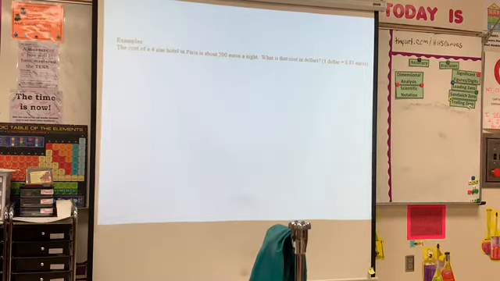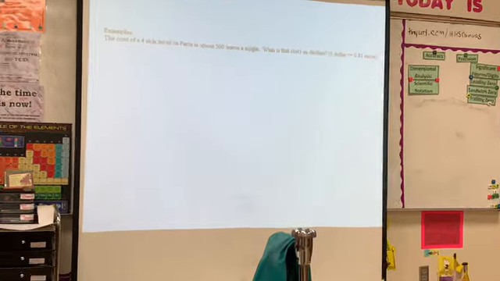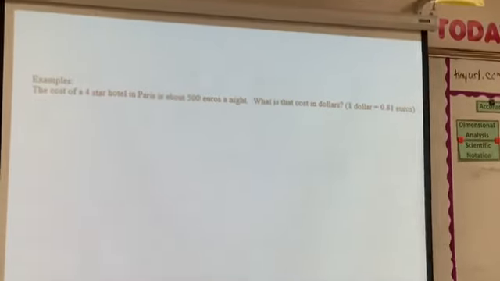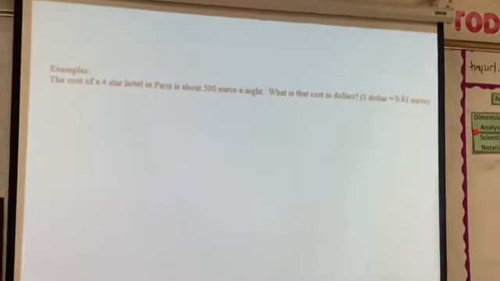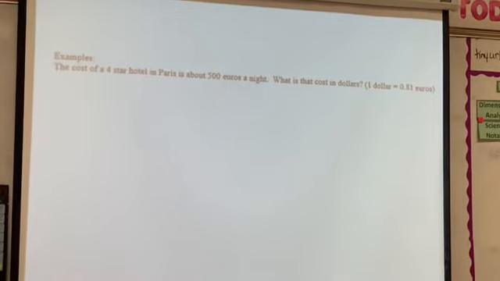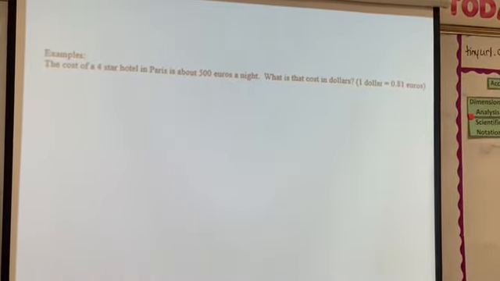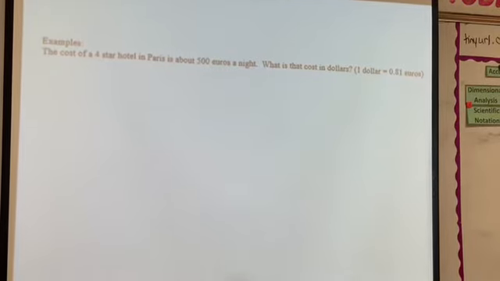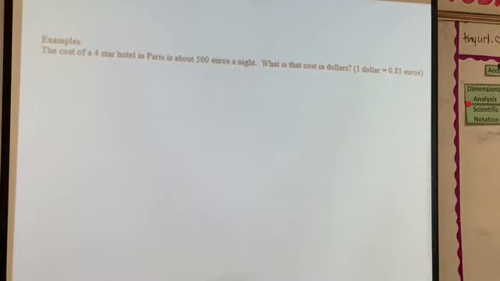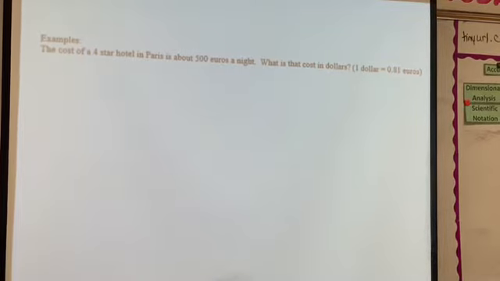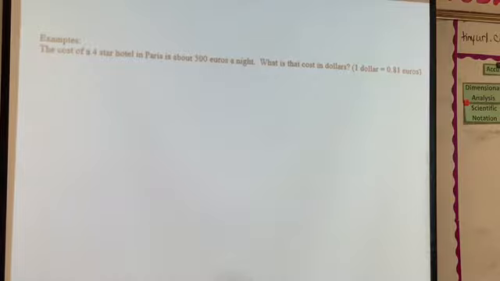All right, so on a separate sheet of paper, I'm going to have you do this example problem, and I'm going to zoom it in as best I can so you can write it down. It says, the cost of a 4-star hotel in Paris is about 500 euros a night. What is the cost in dollars if $1 equals 0.81 euros? So on a separate sheet of paper, go ahead and copy down the question, and then let's solve this according to the system.